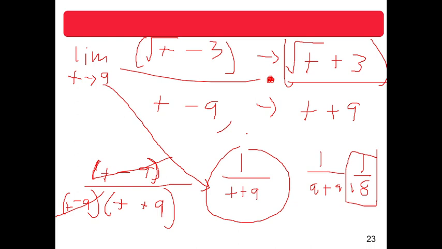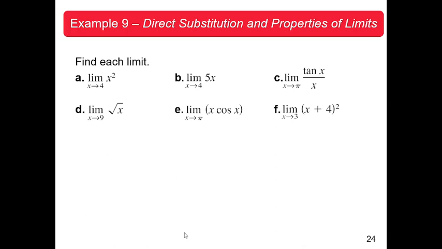Okay po. But please do take note that there are times that you should find ways how to change your function first before substituting the value of your x. Okay po? Alright, so these are the basic examples of our limits.